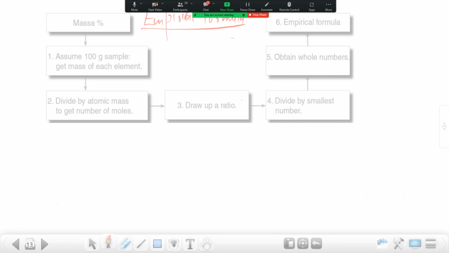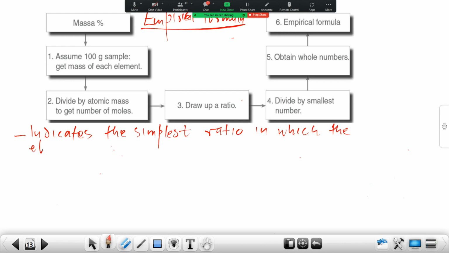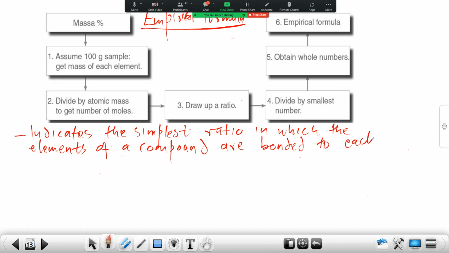Okay, empirical formula indicates the simplest ratio in which the elements of a compound are bonded to each other. Full stop.